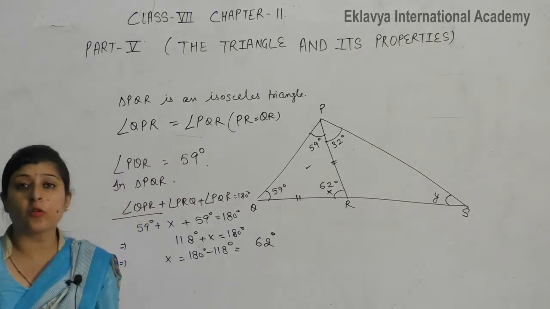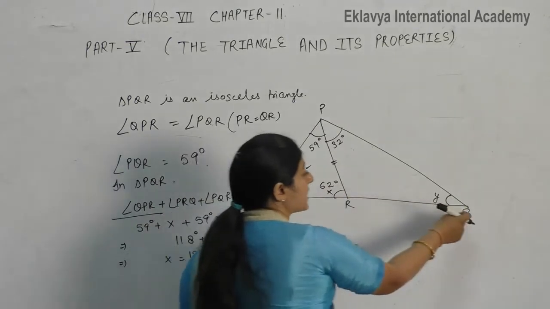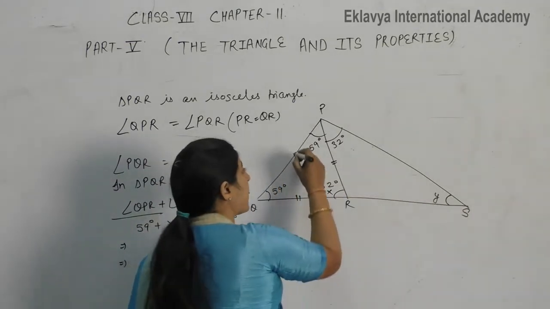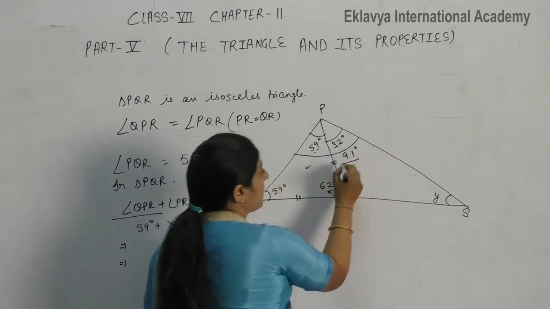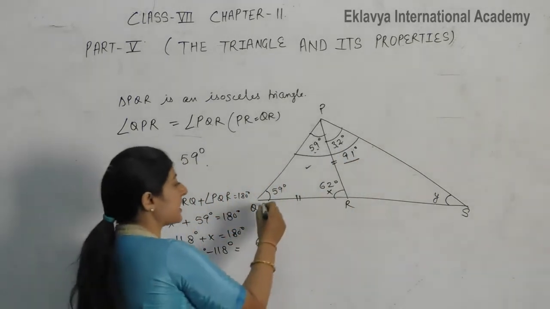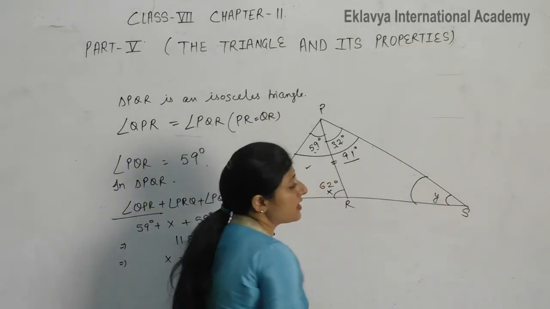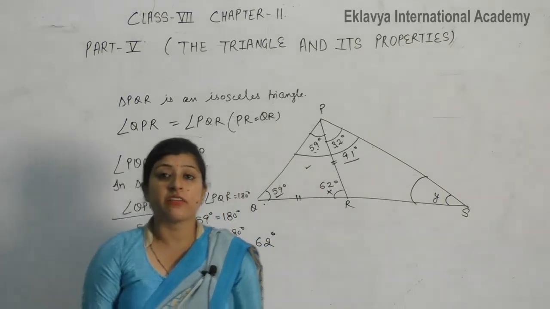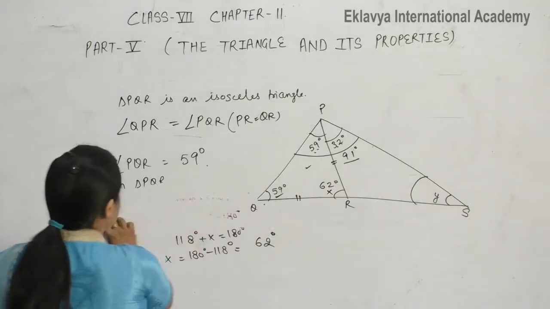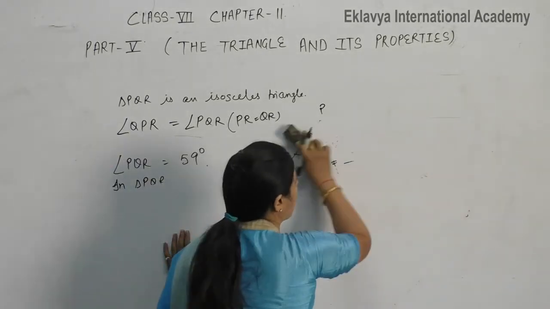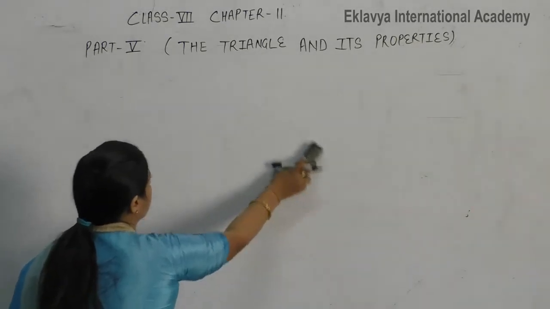Now see how to find the value of Y. You can see that TQS is also a triangle. In this, the angle at P is 91 degrees, and this angle Q is 59 degrees. Then we can easily find the value of Y by the angle sum property of a triangle. So you can complete your exercise 11C using the isosceles and equilateral triangle properties.